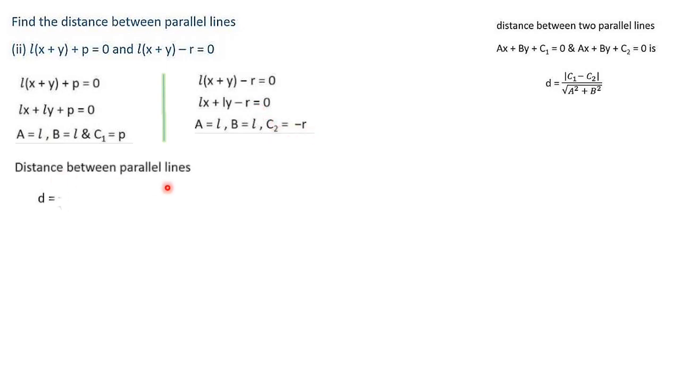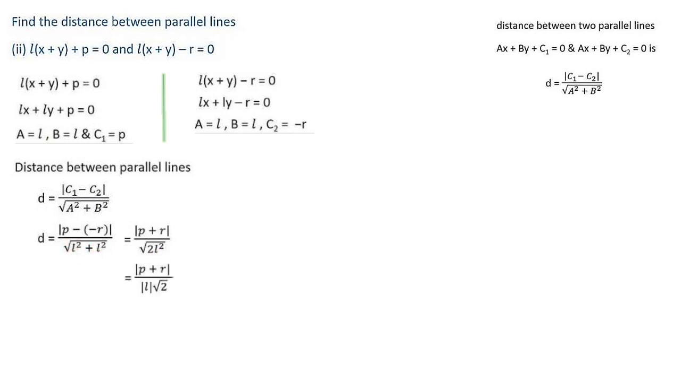So we can use the distance between parallel lines formula. D is equal to mod c1 minus c2 divided by root of a square plus b square. D is equal to mod c1, which is p, minus c2, which is minus r, divided by root of L square plus L square, because both a and b are L. Then p minus into minus is plus r. So mod p plus r divided by root of L square plus L square, that is 2L square, because there is 1L square here and 1L square here.